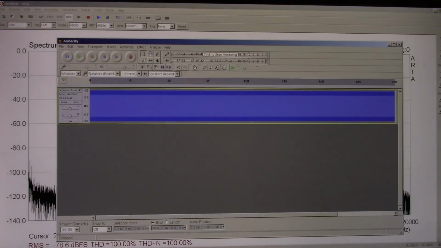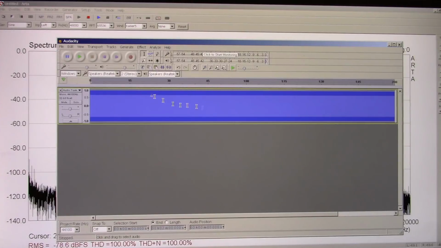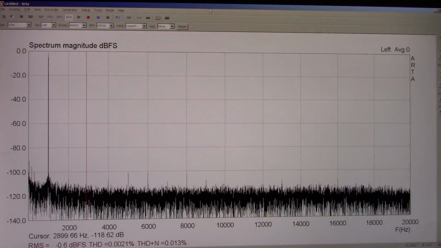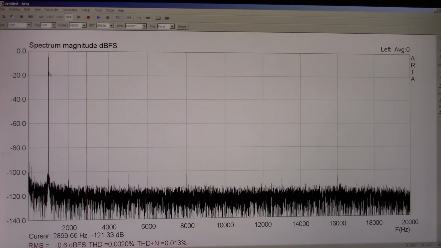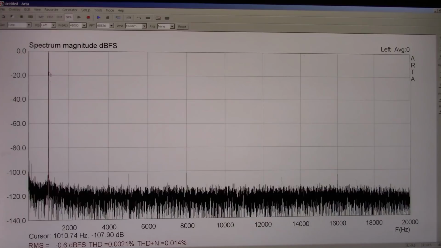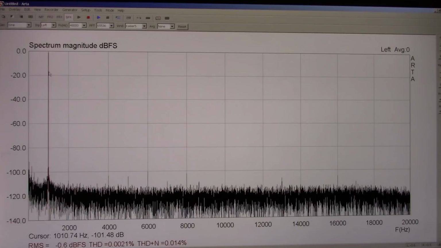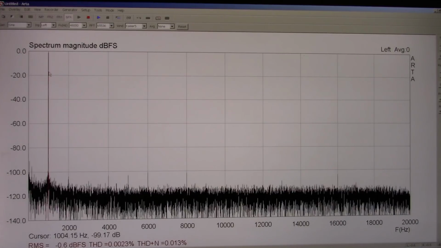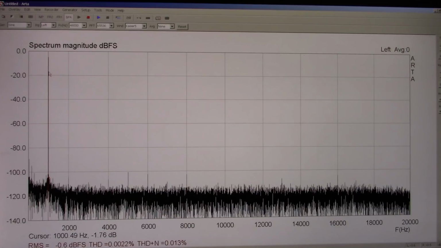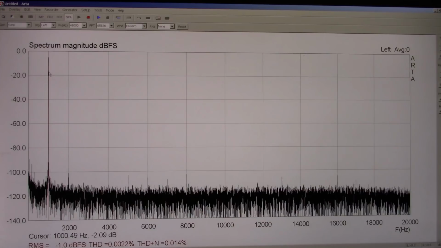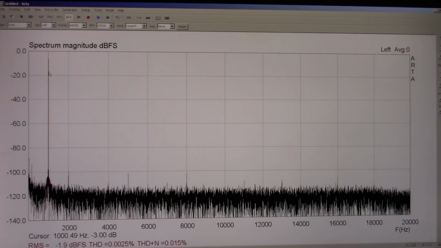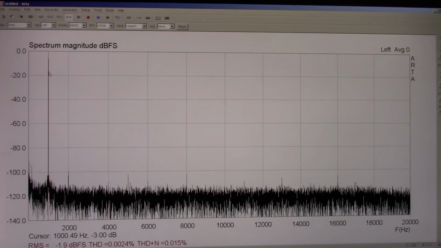Okay, let me pull up Audacity. I generated a 1 kilohertz signal. Let me start that playing. And we'll go back to this screen. And I have to do the thing with the cursor here. I think I got it set a little too high. We're going to back down. I got to turn it down so it's -3. Right there, minus 3 dB.